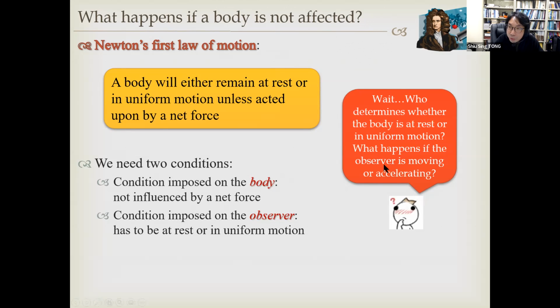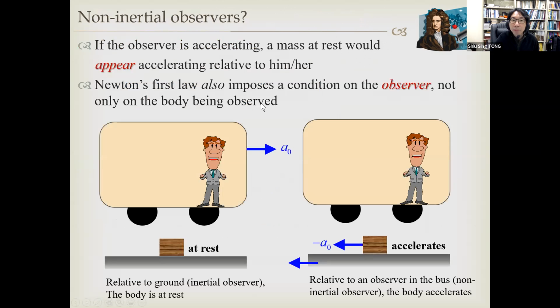Now, if the observer himself is not at rest, then I will ask a question. If the observer himself is not at rest, then would he be the right observer to describe the body? Will he be able to apply the first law of motion to that body? That is the question, right? So we need another condition to be imposed on the observer also. It happens that the observer himself must also be at rest or in uniform motion. Otherwise, he would not be able to apply the law to describe the motion of the body. Now, why?